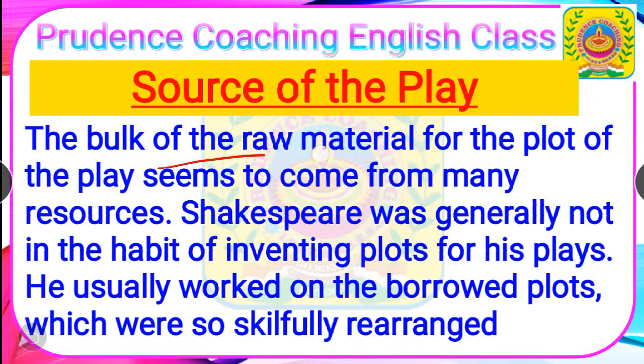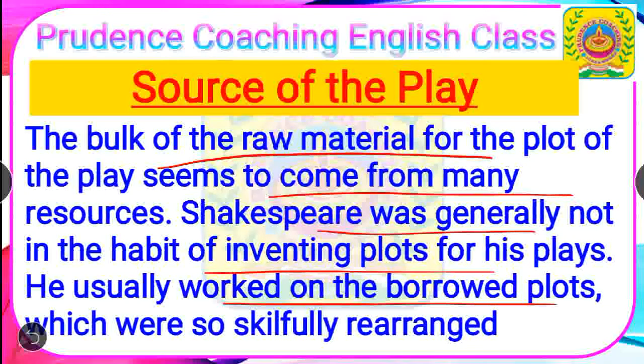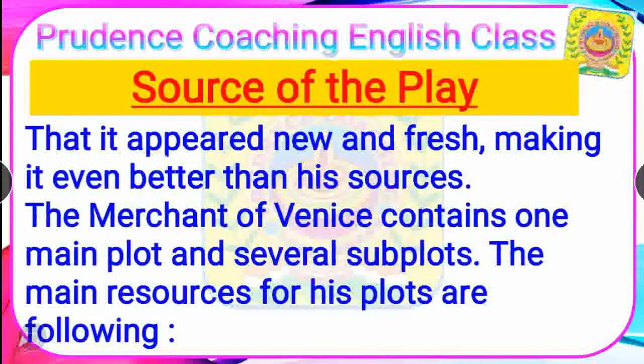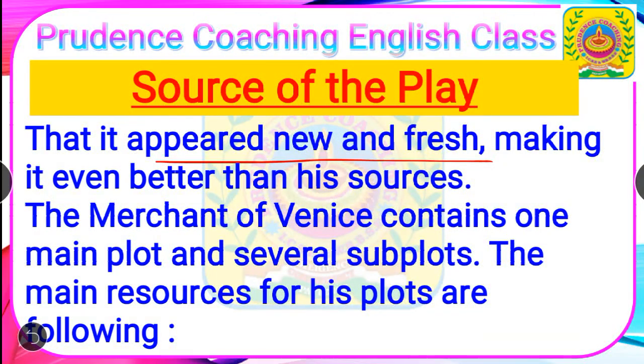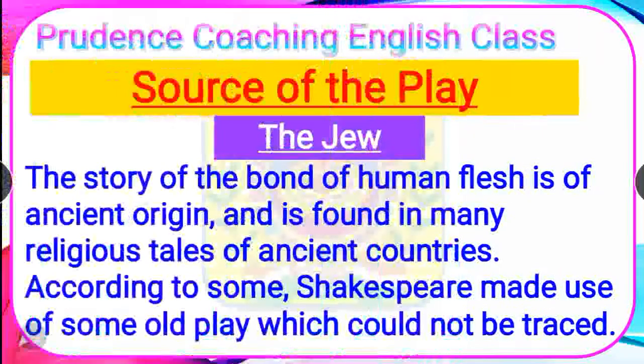The bulk of the raw material for the plot of the play seems to come from many resources. Shakespeare was generally not in the habit of inventing plots for his plays. He usually worked on borrowed plots, which he so skillfully rearranged that they appeared new and fresh, making them even better than his sources. The Merchant of Venice contains one main plot and several subplots. The main resources for his plots are the following.